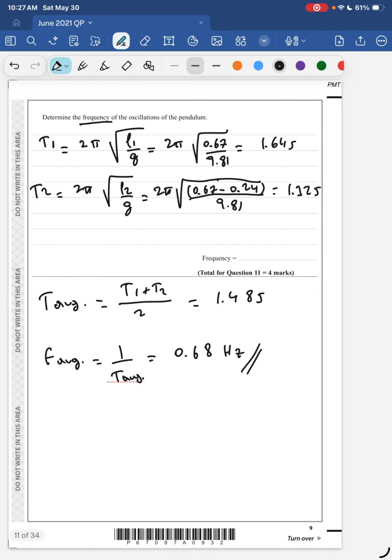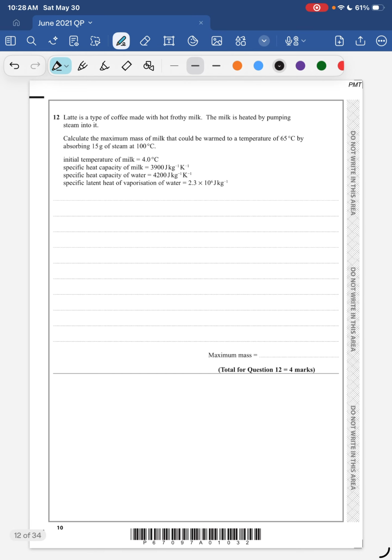Okay, let's move on to question 12. So latte is a type of coffee that vain people, no, sorry. Latte is a type of coffee made with hot frothy milk. What did I say? Vain. You don't have to be vain to drink latte.